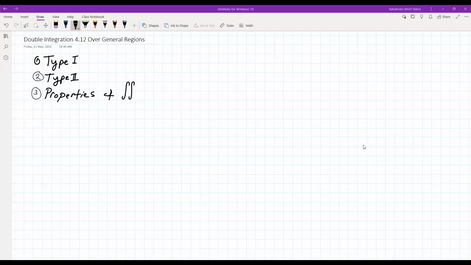Double integration. Last time we did double integration over rectangular regions, and this time we will continue over general regions. On Wednesday I touched on it a little. What does it mean by general region?